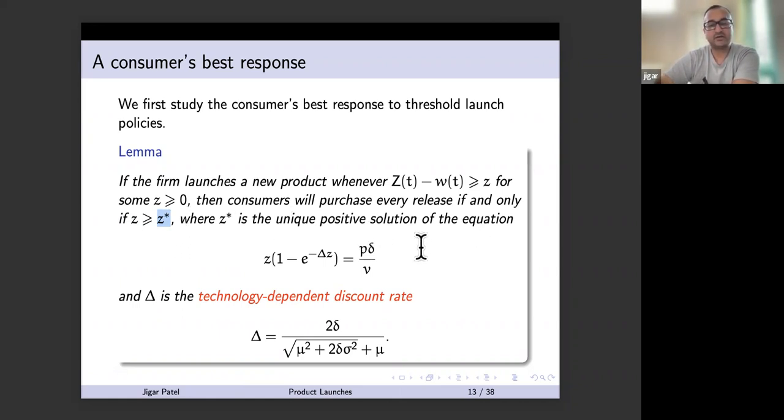Right? Where Z star is a unique positive solution, you can solve this. P is known, delta is known, V is known. So you can solve this. Capital delta is just a function of, again, the parameters.